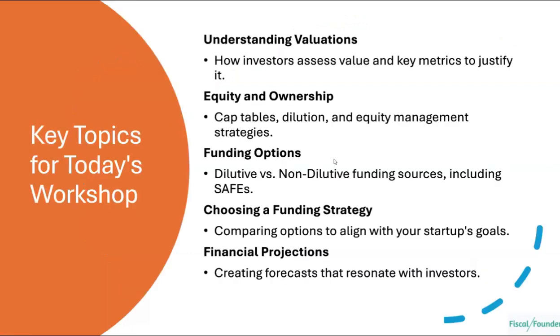All right, so the key topics we're going to cover today. We will cover how to understand valuations: what happens when investors come in and how they justify the numbers they're looking at. We'll talk about equity and ownership, what cap tables are, and what happens with dilution. What are the different strategies you should be looking at, and how much equity you should set aside to get your key talent at the beginning. So we'll cover a bit there.